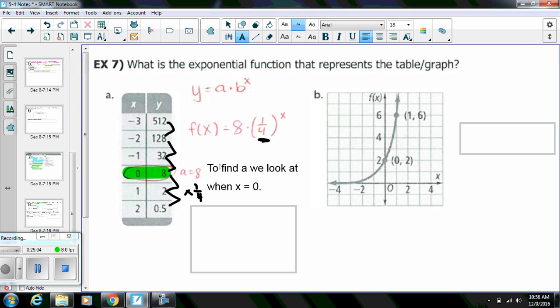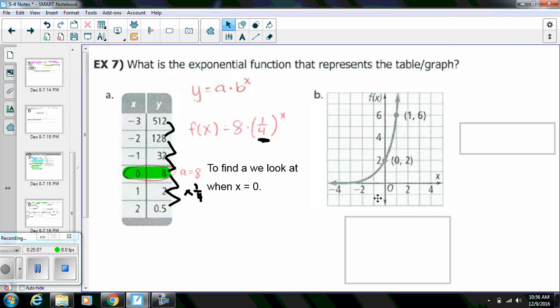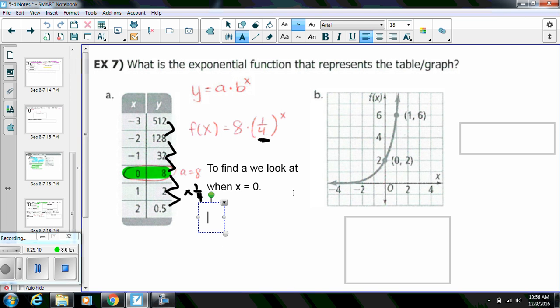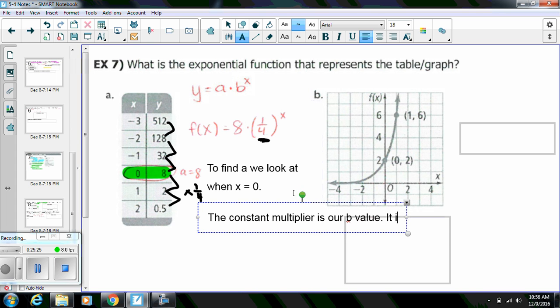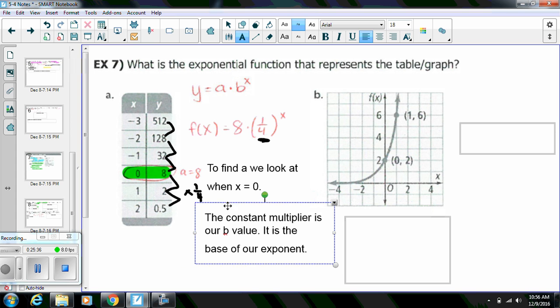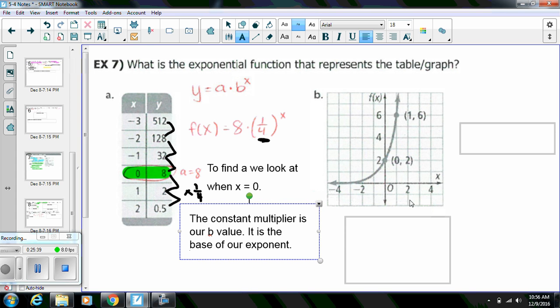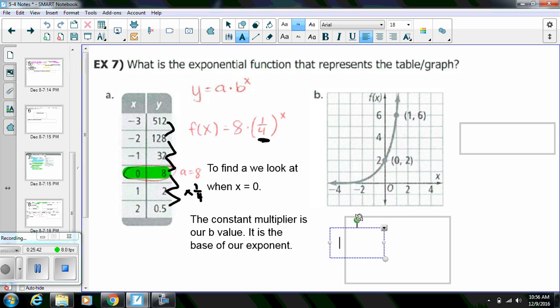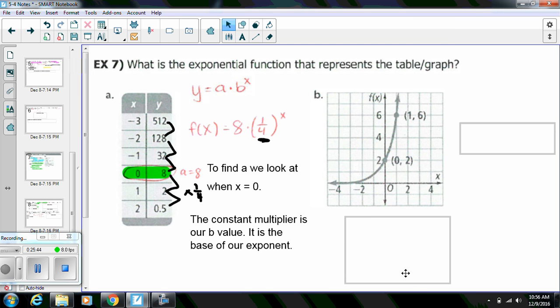So something else we can add to our notes. The constant multiplier that we find is our b value. It is the base. It is the base of our exponent. So make sure you write those down on your notes. These are important. So those might be some good things to study.